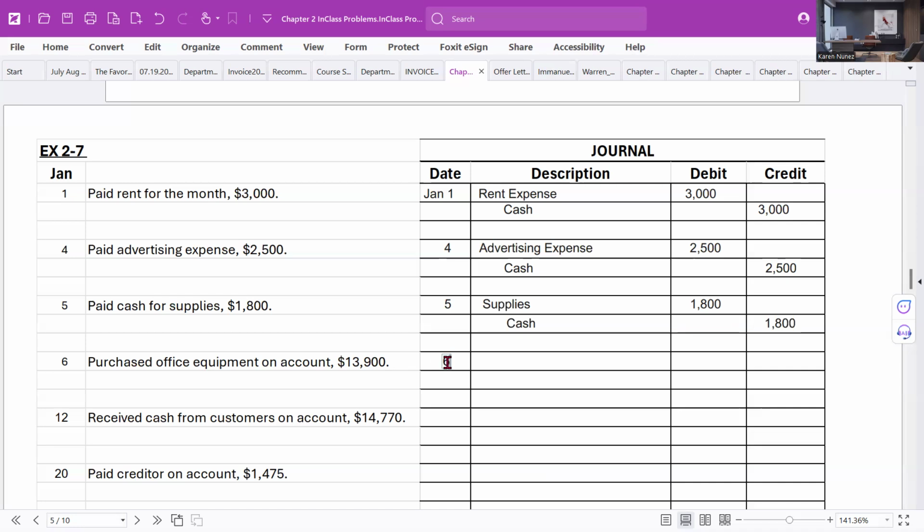So the first thing we need to do is recognize that we've got an increase to our assets. The way you increase assets is by debiting them. So office equipment, right? For $13,900.